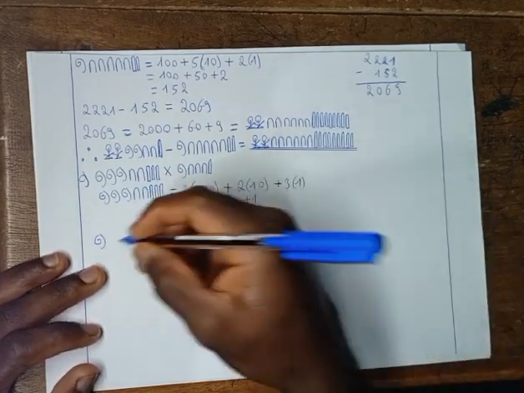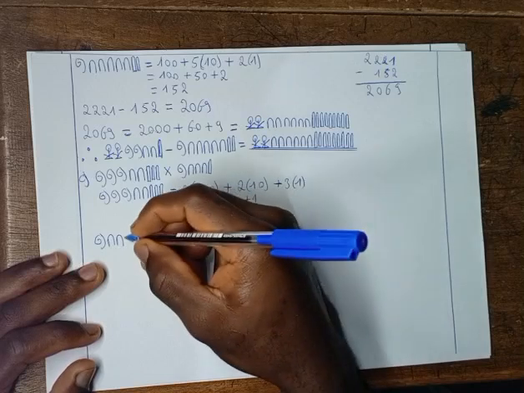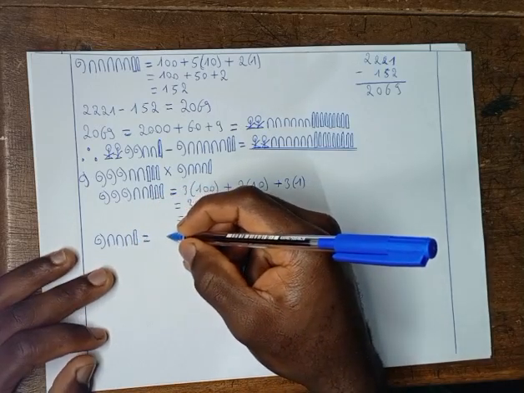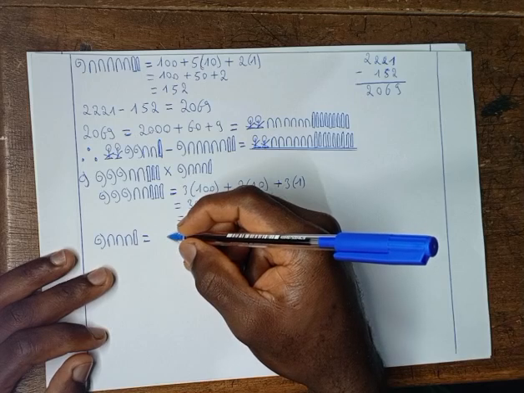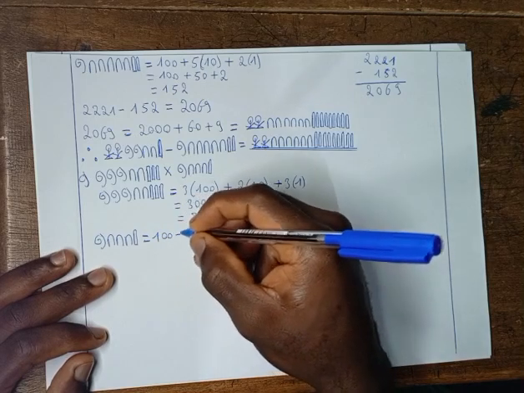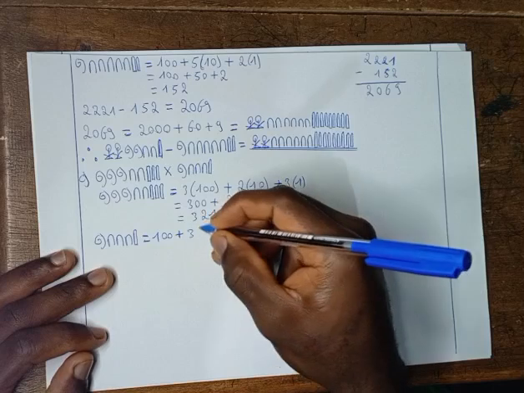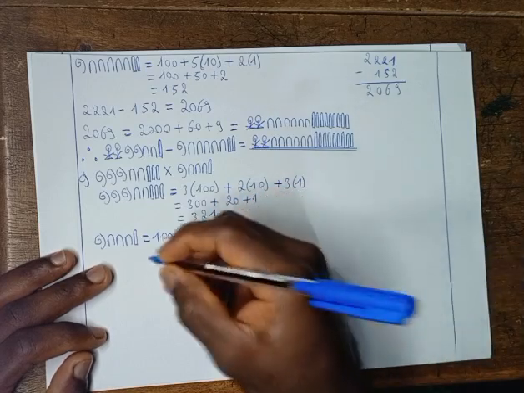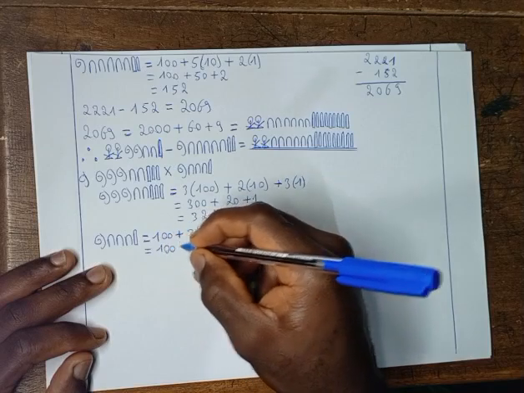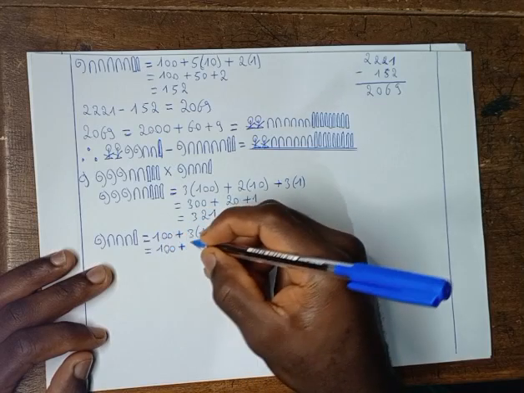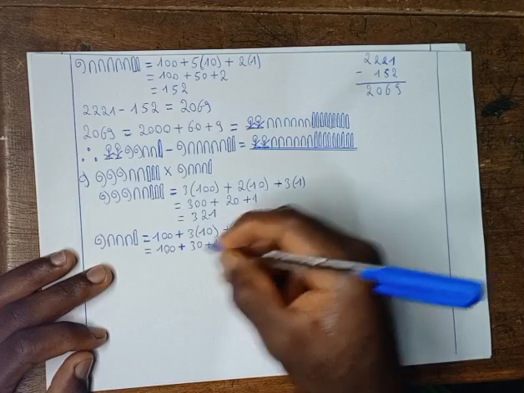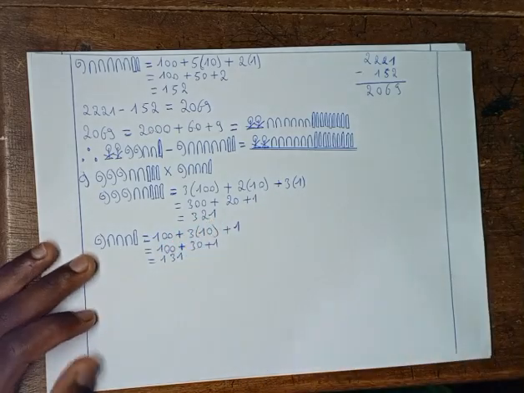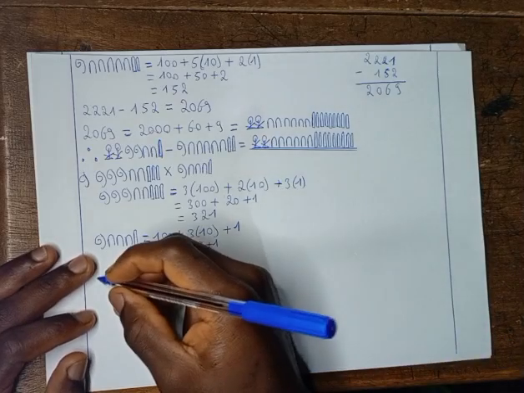It has 1 spiral, 3 bones, and a straight finger. It is simply equal to, we know a spiral represents the number 100, plus we have 3 bones. A bone represents the number 10, plus a straight finger, which represents 1. So this will give us 100 plus 30 plus 1. It simply gives us 131.